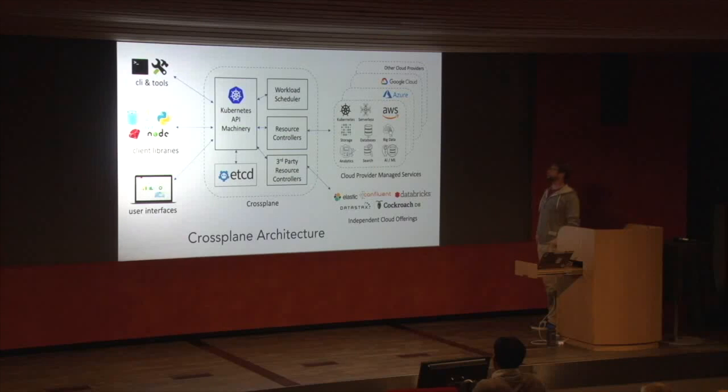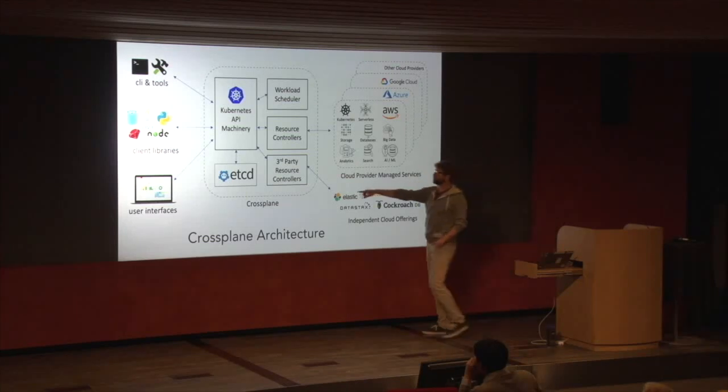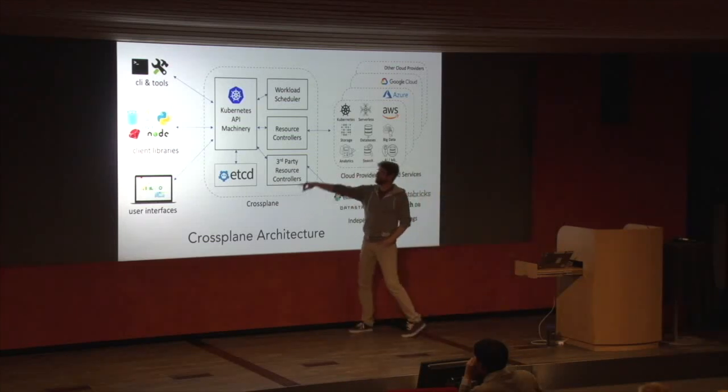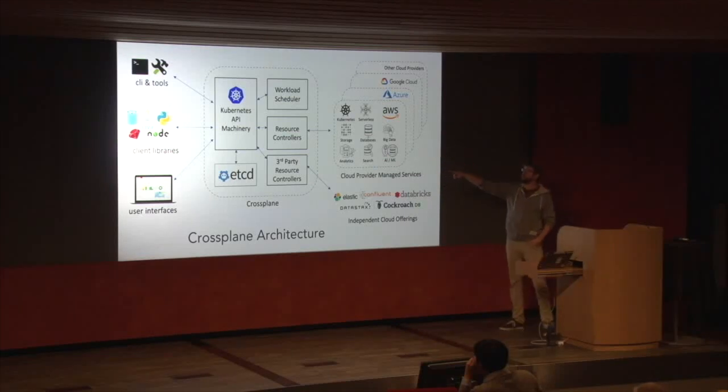This is a little bit prettier graph here than the Rook architecture was. But let's work left to right again. So on the left side, we have various ways that you can interact with the Crossplane control plane. You can use CLI and tools, which would be like kubectl. You can use client libraries like client-go if you want to write Go code. You can talk to it that way. Dashboards, user interfaces can be built on it.